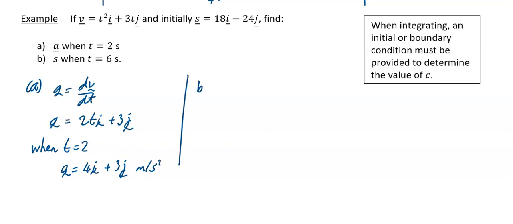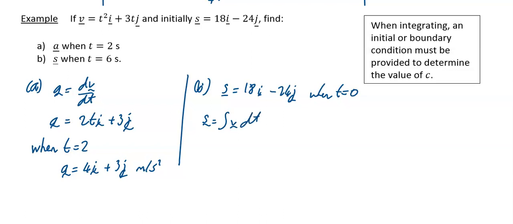For part B, it says to find s when t is equal to 6. Now in this one, your s is just equal to 18i minus 24j, and that is when t is equal to 0. So that's going to come into play in this one. To get your s as well, and when I say the s, I mean the function of s in terms of t, you're going to integrate your v with respect to t.